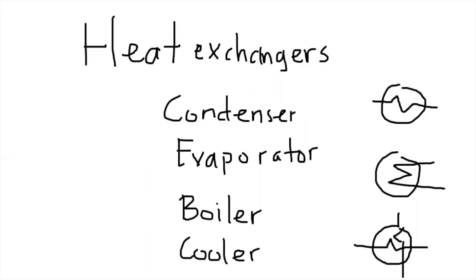Another important unit operation is the heat exchangers, and this could be condensers, evaporators, boilers, coolers, anything that will exchange the heat between two fluids. And usually you can see them in the diagrams as these balls or spheres with these lines that are like pipes in order for the liquid to pass.